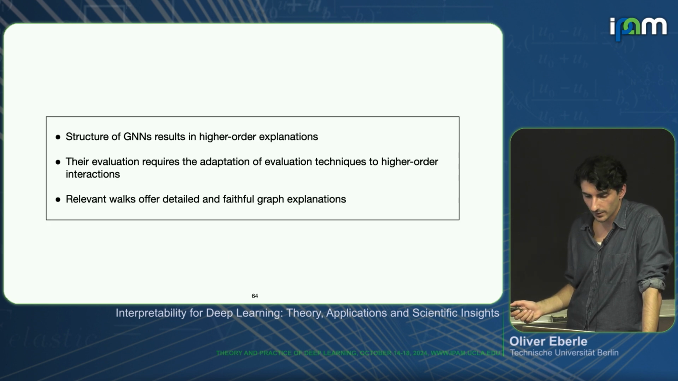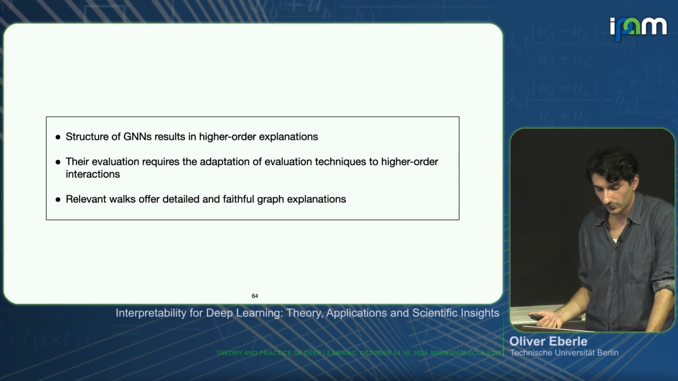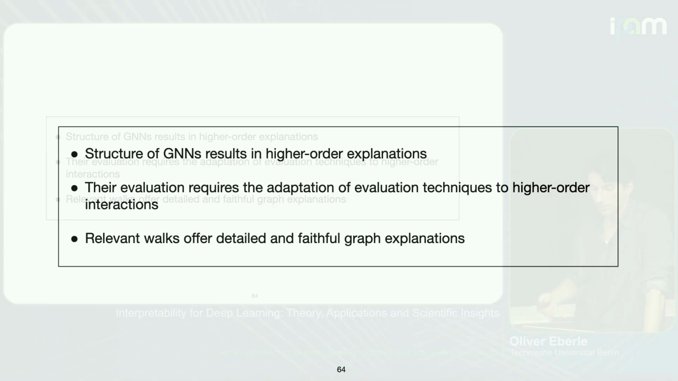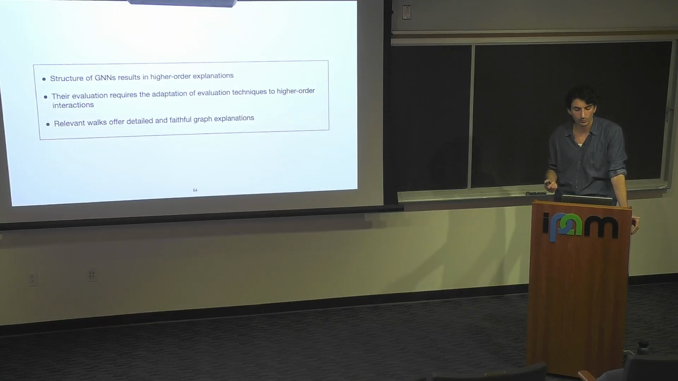Okay, so I think with that, we are closing the third part. Again, this specific structure where the input is repeatedly encoded results in these higher order attribution explanations. You need to slightly adapt the evaluation, but I didn't go into that. And these resulting walks offer you a more detailed and faithful view on the internal processing.